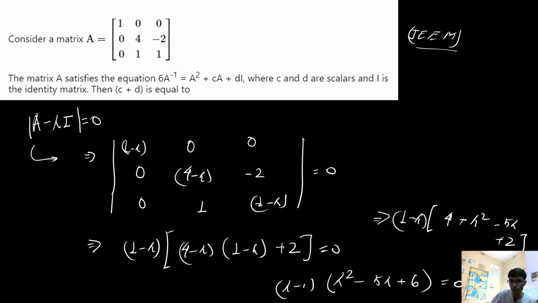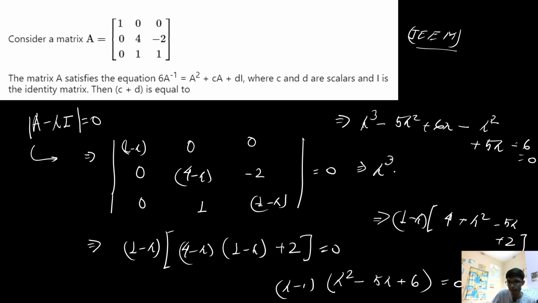Now from here if I try to solve and get the cubic equation or cubic polynomial, we will get lambda cube minus 5 lambda square plus 6 lambda minus lambda square plus 5 lambda minus 6 is equal to 0. Now if I simplify this, the cubic equation is lambda cube minus 6 lambda square plus 11 lambda minus 6 is equal to 0. Now this particular equation is the characteristic polynomial.